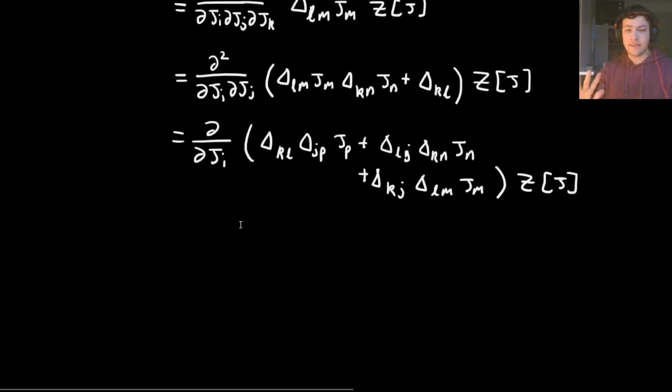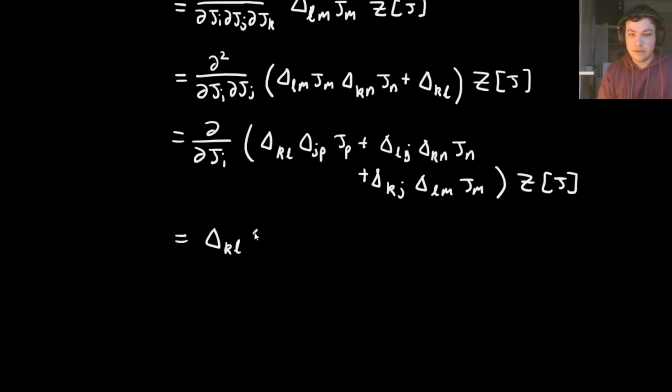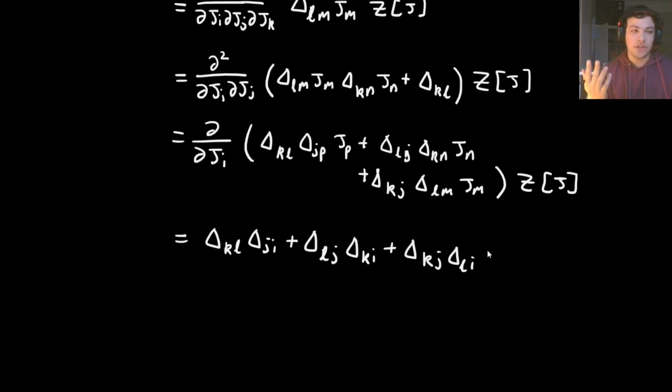Now, one more derivative. We're not going to multiply anything by delta iq Jq, because that's going to vanish when we set j equals 0. So all we do is differentiate these things with respect to Ji. It's going to give us delta KL, delta Ji from the first one, delta LJ, delta KI from the next one, plus delta KJ, delta LI. And then times Zj, but we're now taking j equals 0, so that's a Z0, it cancels with the other Z0. We end up with this.